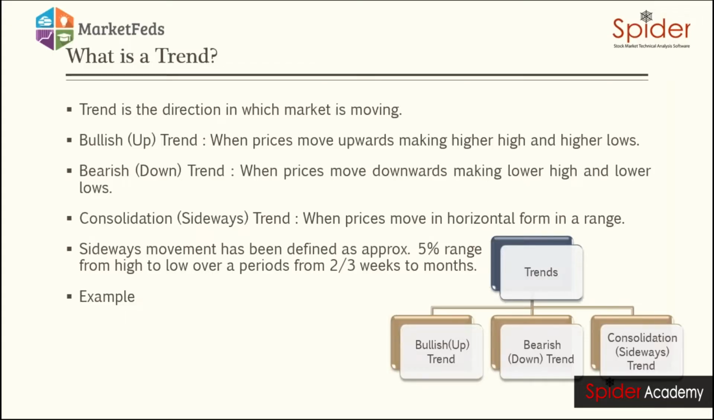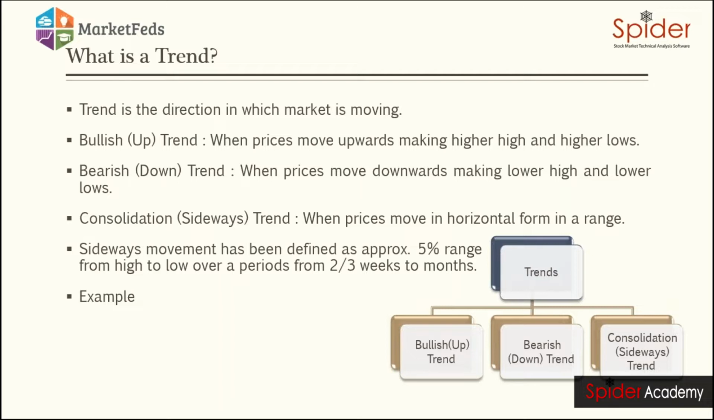Now, what is a trend? Trend, in very simple terms, if we define it in layman language, is the direction in which the market is moving. So we have 3 kinds of trends, which are a bullish trend, a bearish trend, and a consolidated trend. Bullish trend is when prices are moving up, making higher highs and higher lows. Bearish trend is when the prices are moving down, making lower highs and lower lows. Consolidation is nothing but your sideways trend.